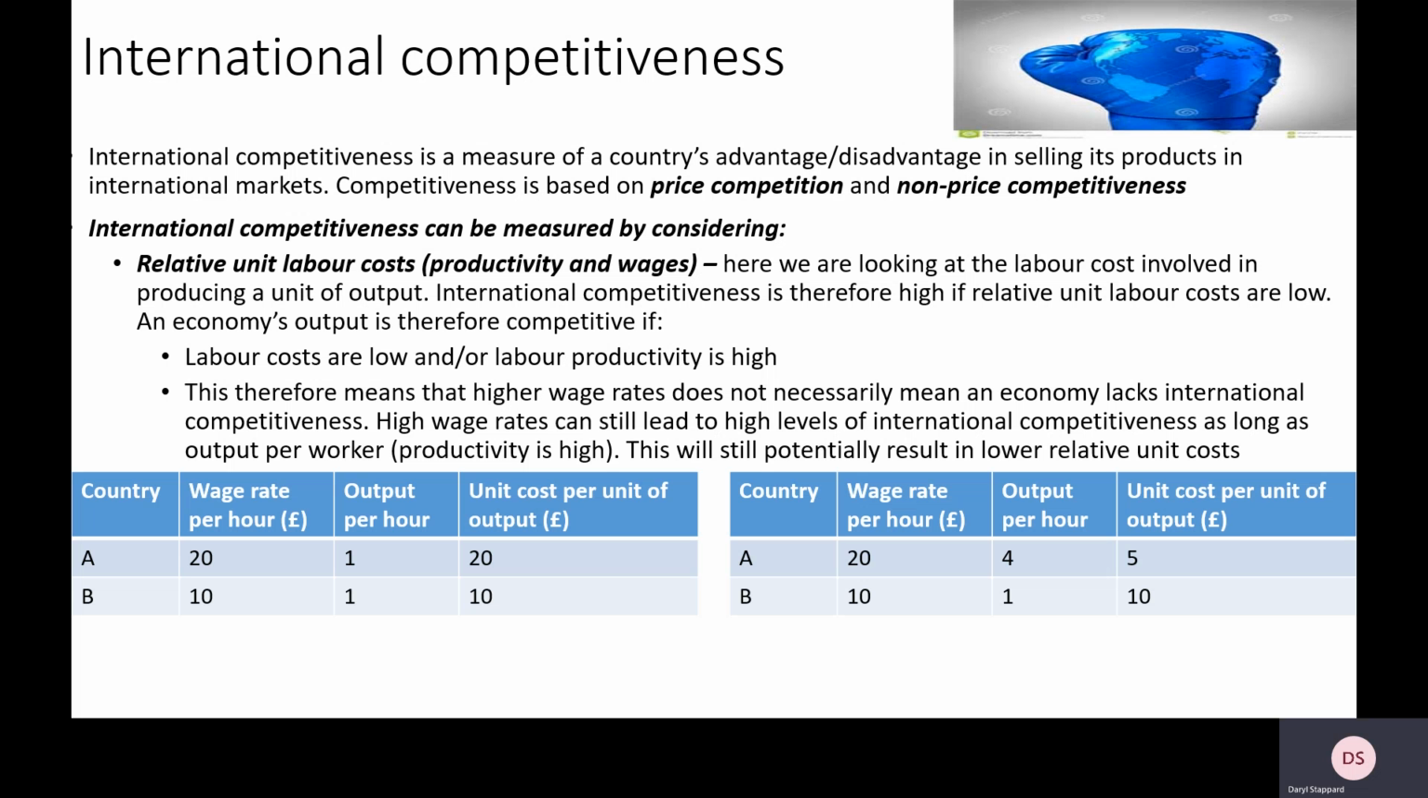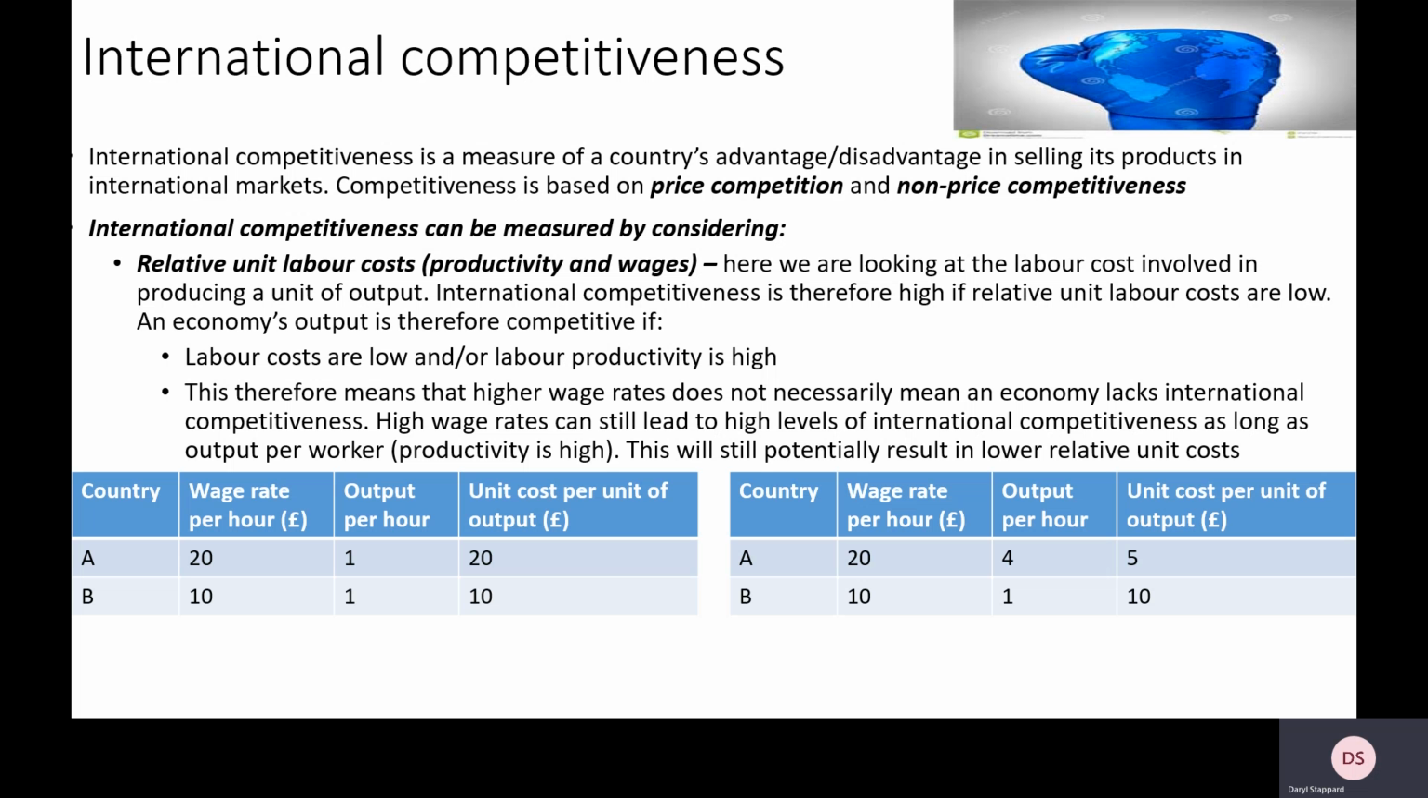We've then got to be thinking about productivity. Now in the scenario on the right hand side, I've adjusted the productivity levels, the output per hour. So what I'm going to assume now is that in country A and country B, the wage rates are again £20 per hour in country A and £10 per hour in country B. But this time, the output per hour in country A is 4, whereas in B it's only 1. So think about what that means. In a production line in country A, your average worker can produce 4 units of output per hour, whereas in country B it's only 1.